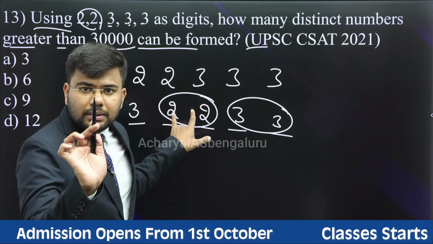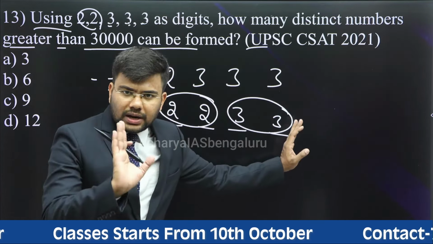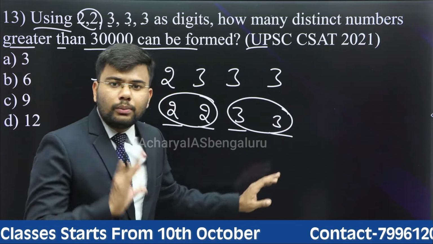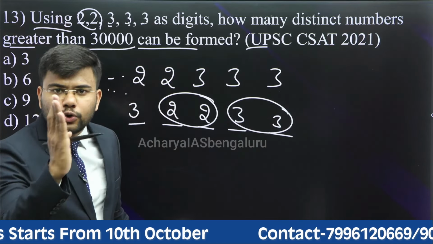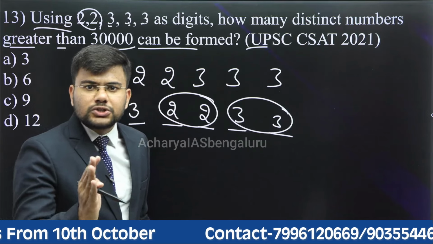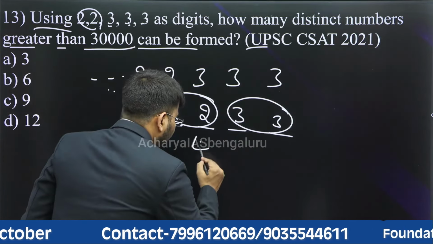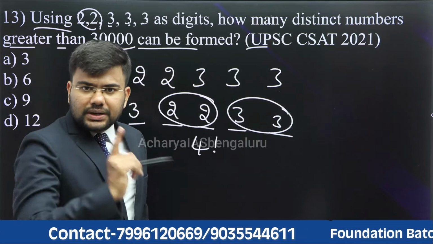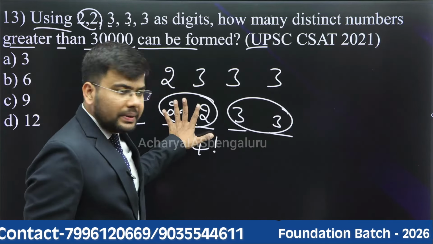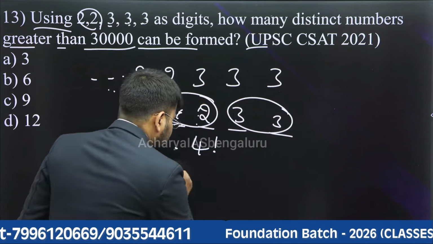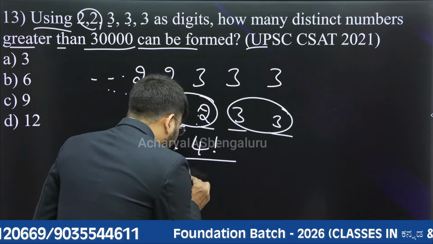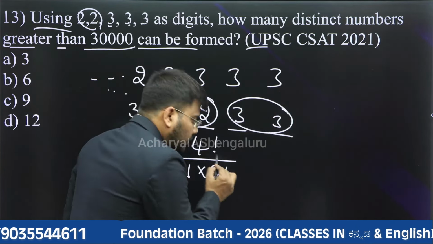How many numbers are there? 2. All other 4 places are left out. That is 2, 2, 3, 3. How many digits are there? 4 digits are there. So, out of these 4 digits, how many arrangements can I make? 4 factorial ways. But 2 digits have been repeated. Hence, divided by 2 factorial into 2 factorial.